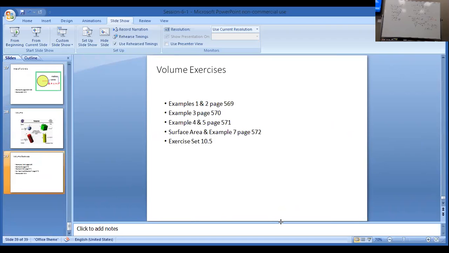Let's look at some of these examples, on page 569.